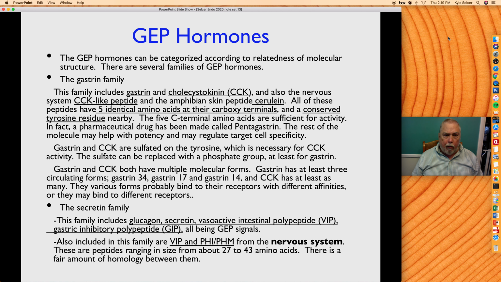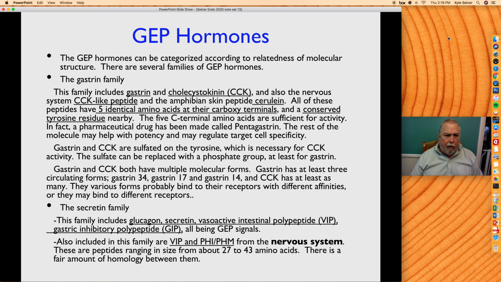A pharmaceutical drug has been made called pentagastrin that is just those 5 amino acids. It's used for both medicine and for diagnostic purposes. The rest of the molecule, because it can be a very large molecule for these signaling molecules, can help with potency, to regulate target specificity, which hormone, which receptor does it bind to, things like that.